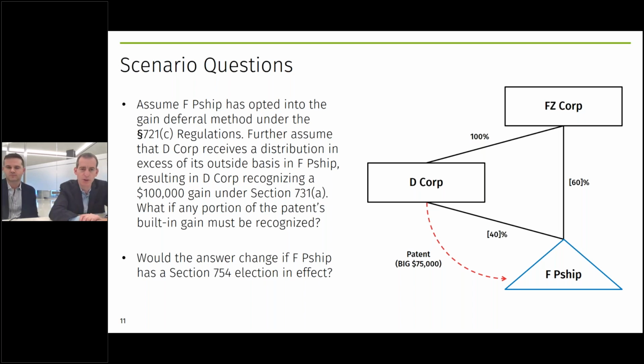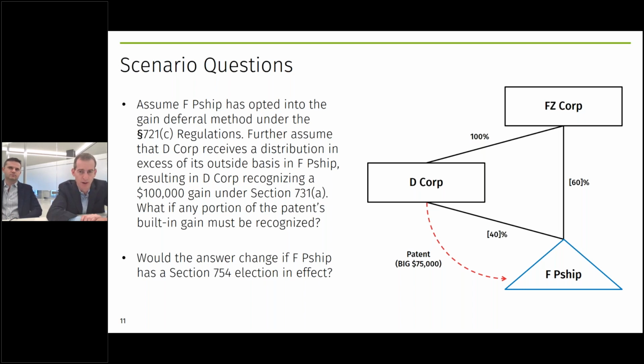Cool. Okay, so yeah, 721C is designed to ensure that certain built-in gain property is not shifted through a partnership structure to a related foreign partner, and that would be the case here if you didn't opt into the gain deferral method. And so as Jake had mentioned, the gain deferral method generally requires that you adopt the remedial allocation method, and then all of the sharing ratios with respect to your 721C property use the same sharing ratios. And then, you extend the statute of limitations or extended reporting requirements.